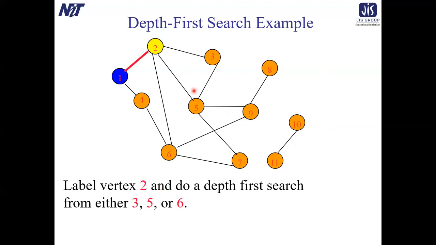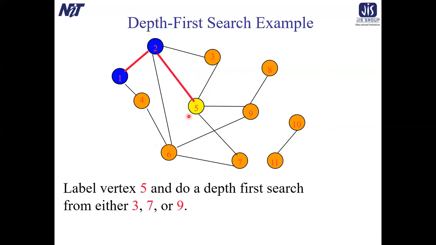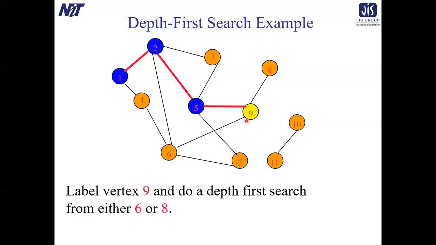Then what are the unvisited adjacent vertices of 2? That is 3, 5 and 6. So we can consider 5. So we move to 5. Then what is the next unvisited vertex? It is either 3, 9 or 7. So we consider 9. So we go to 9. After visiting 9, what are unvisited? That is either 6 or 8. So you put 8. So we move to 8.